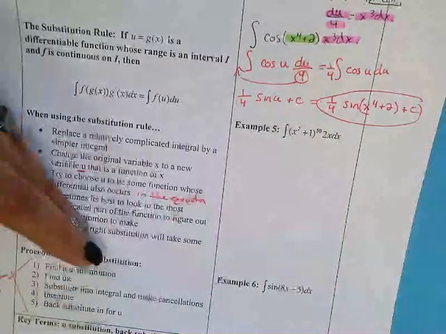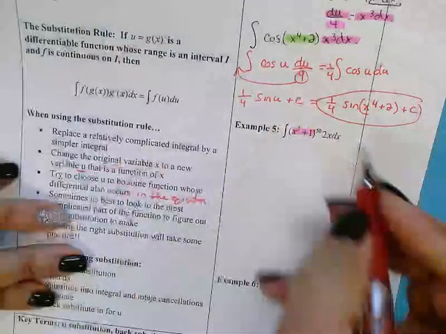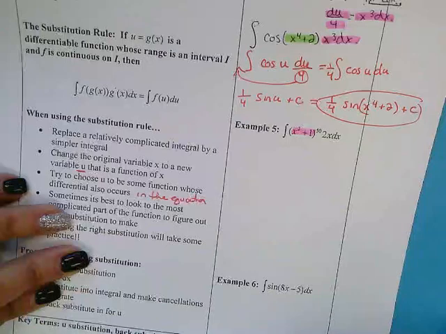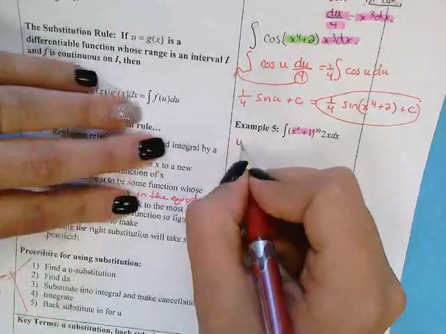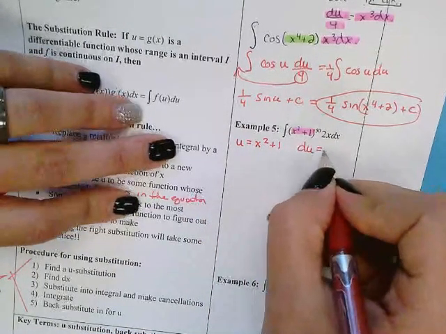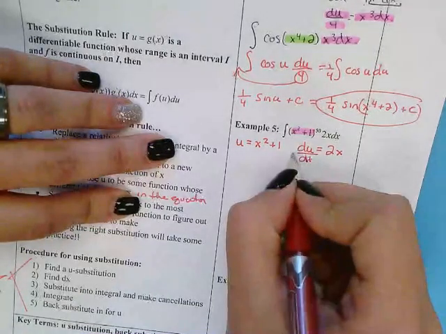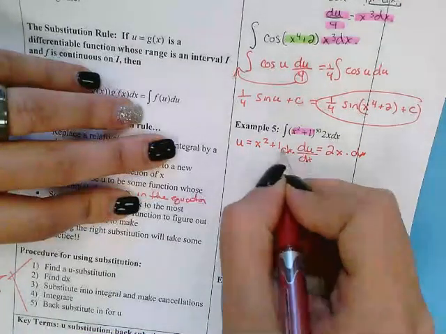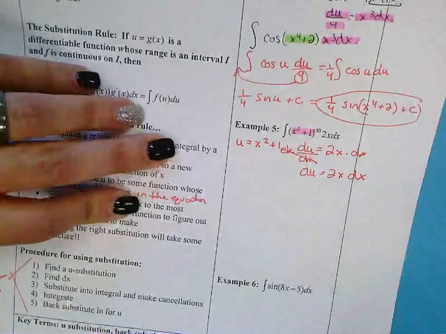Alright, so here, which one are we going to pick to be our u? I'm just going to go with the one on the inside. It's not a good idea to pick this one as your u because the derivative of that is just going to be 2, so it's not really going to help us. So our u is going to be x squared plus 1. So our du over dx is 2x. So if I multiply both sides by dx, my du is equal to 2x dx.